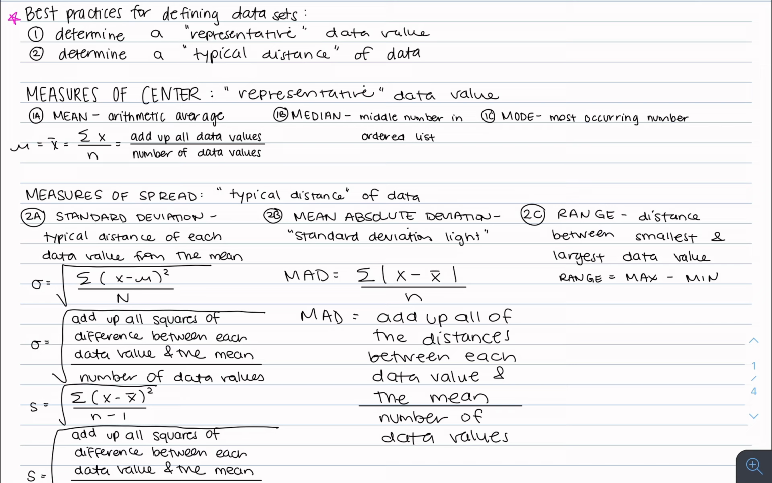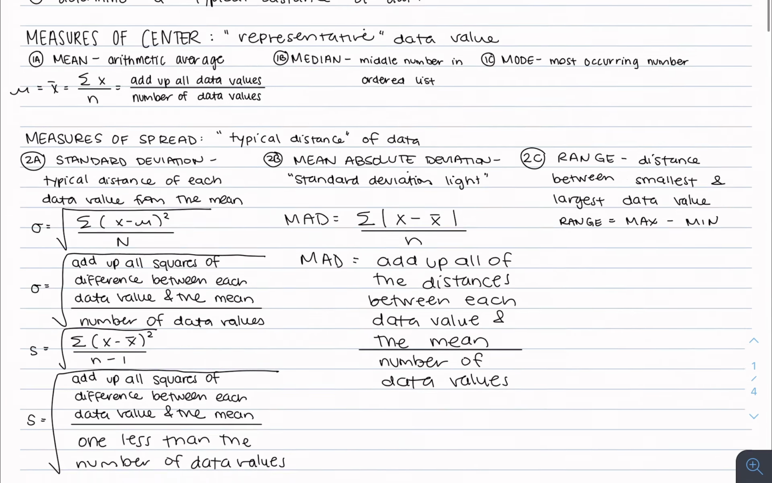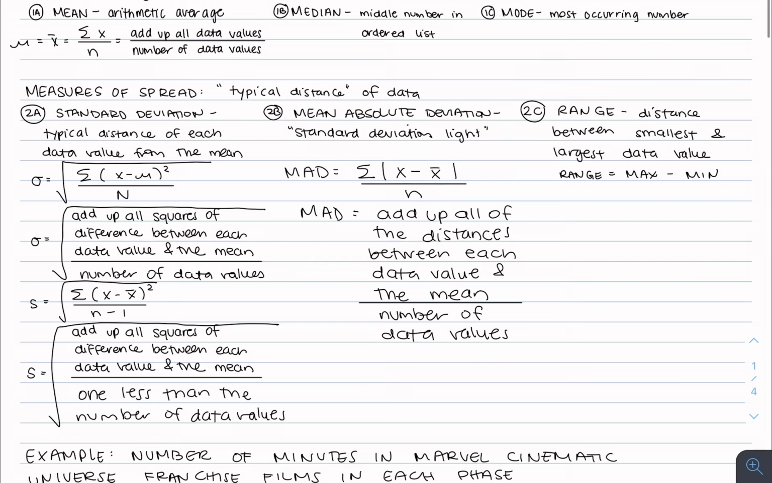The first is to determine a representative data value. That's going to be our measure of center. And our second is to determine a typical distance of the data. The first thing we're going to talk about is measures of center. This is what I said a moment ago was representative data value.